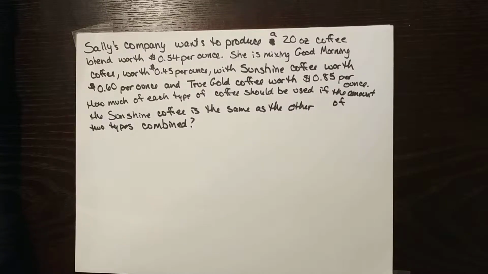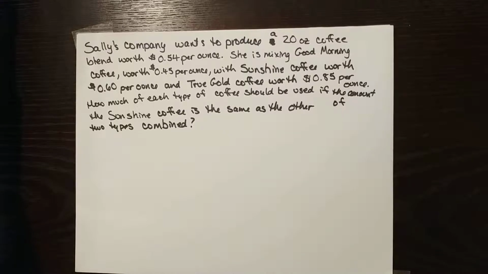This video is a mixture problem, and we'll soon discover that when we start reading it. But it says Sally's company wants to produce a 20-ounce coffee blend worth 54 cents per ounce. She is mixing Good Morning coffee worth 45 cents per ounce with Sunshine coffee worth 60 cents per ounce and True Gold coffee worth 85 cents per ounce.